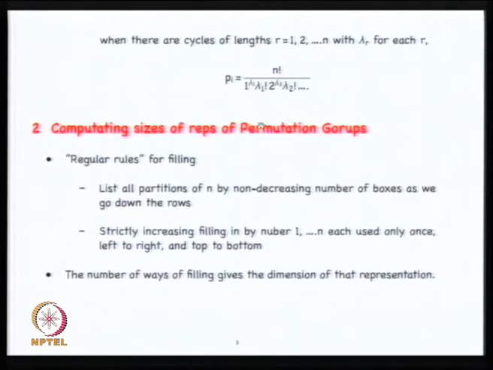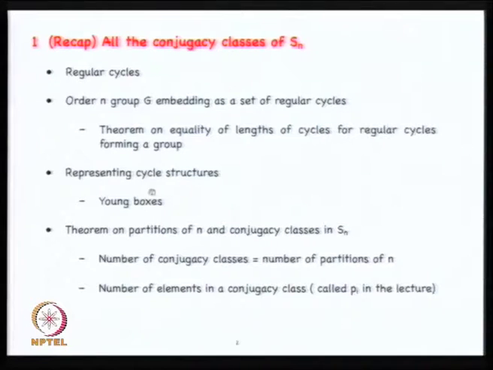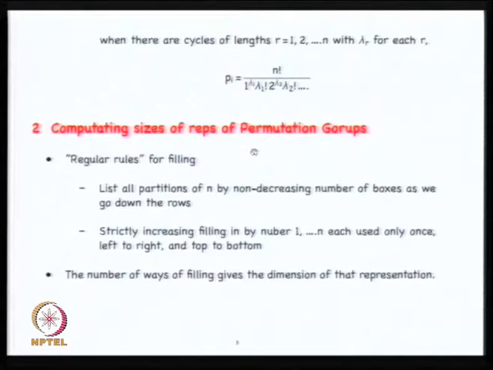Now I go on to the second part, representing cycle structures through Young boxes, and we will see that one conjugacy class basically stands for one irrep. There is a correspondence between the number of irreducible representations and the number of conjugacy classes. So, first we represent the conjugacy class using a Young tableau, and then we say how to calculate the dimension of the irreducible representation associated with that particular class.